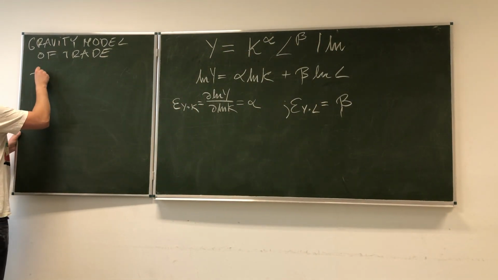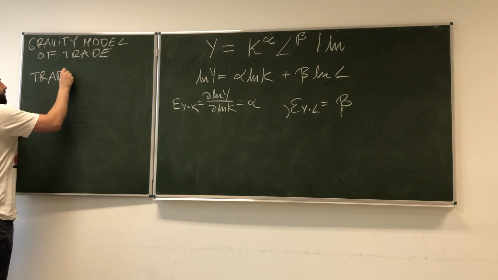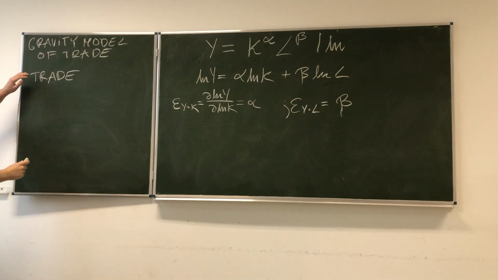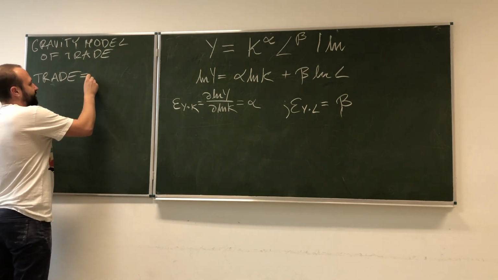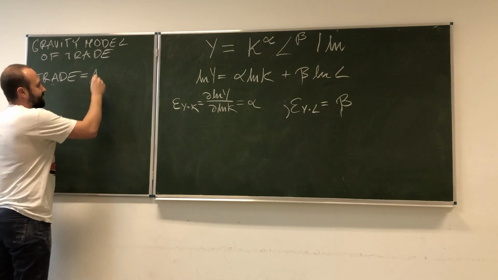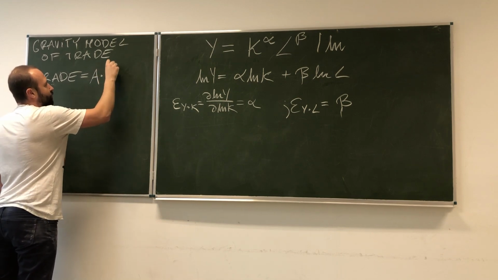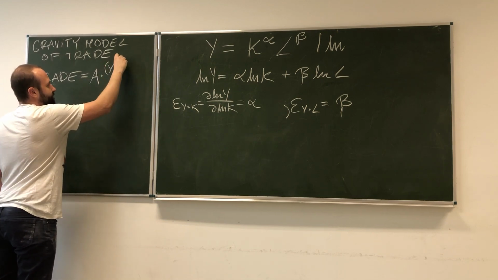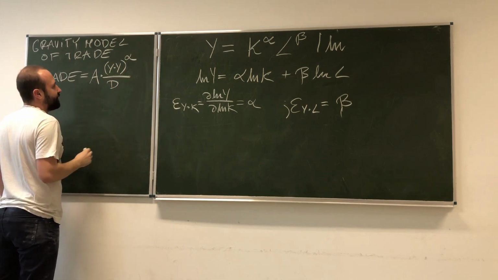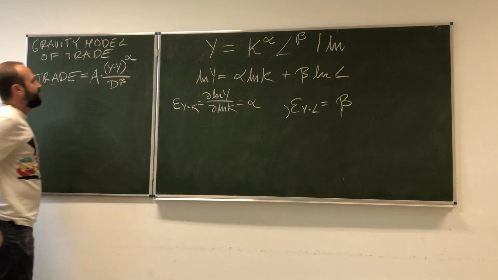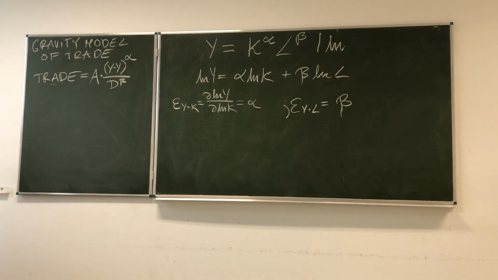Gravity model of trade is the model that tries to explain trade between two countries as a function of some normalizing constant A and real GDP product taken to the power of alpha and divided by distance between the countries to the power of beta. And look, it makes perfect sense. We don't put interpretation on the constant, we use it for estimation.